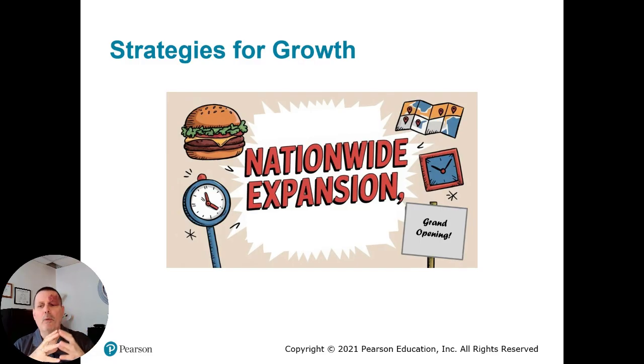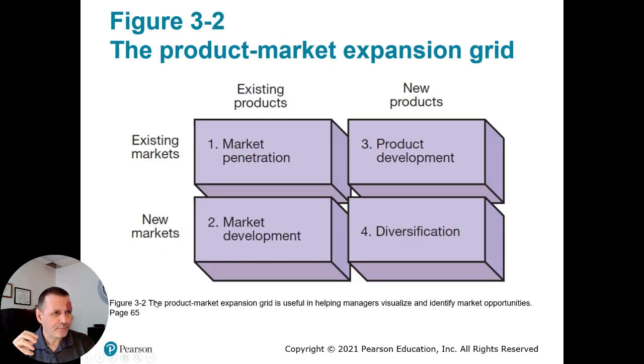All right, so what are we talking about? How do we grow? Well, let's look at it. You can expand, right? Expansion grid. This is a really nice grid here. This expansion grid will show us that we have existing products and we have existing markets. Products is what we offer, and existing markets is who we offer it to. So we can do new products or we can do new markets.